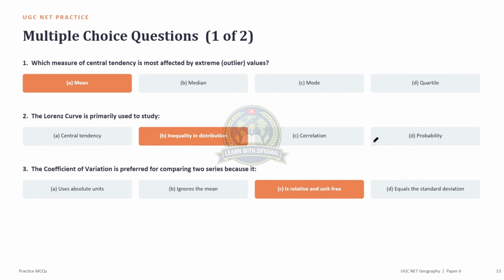There are some multiple choice questions. Question 1: which measure of central tendency is most affected by extreme outlier values? Correct answer is option A, mean. Question 2: the Lorenz curve is primarily used to study. Correct answer is option B, inequality in distribution.